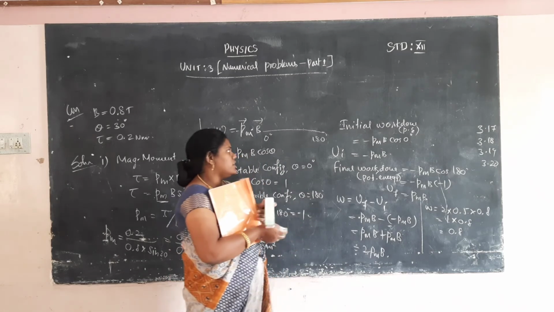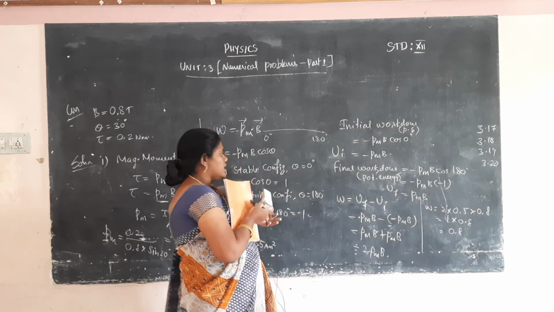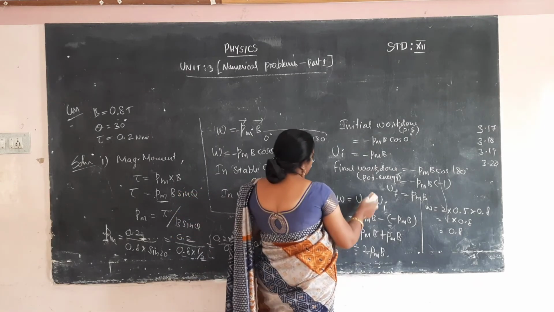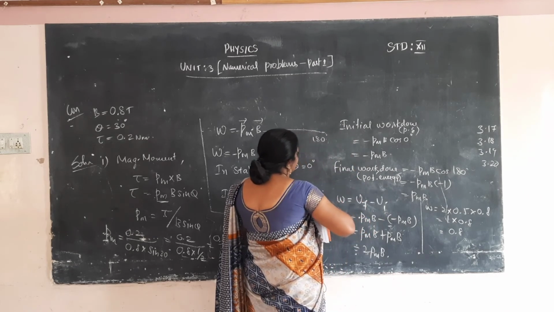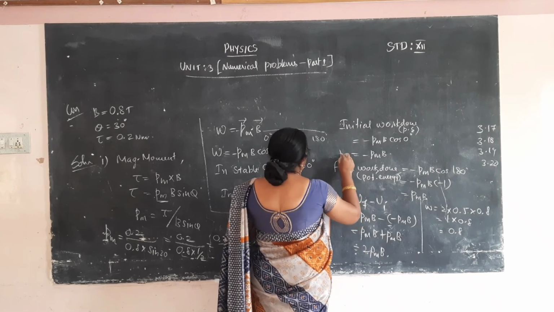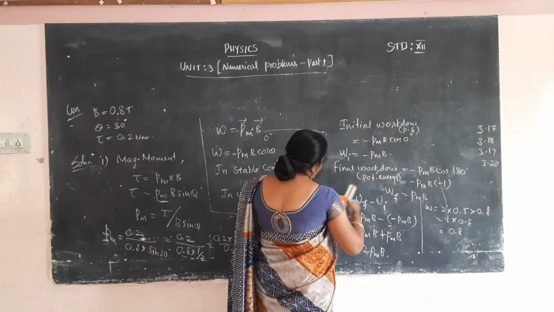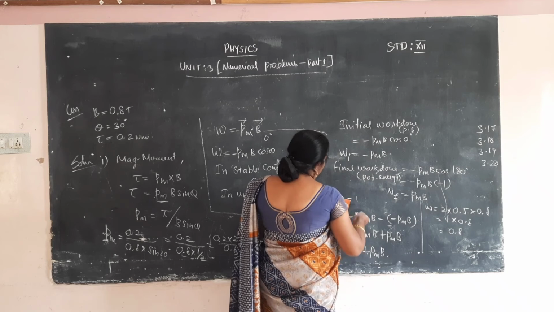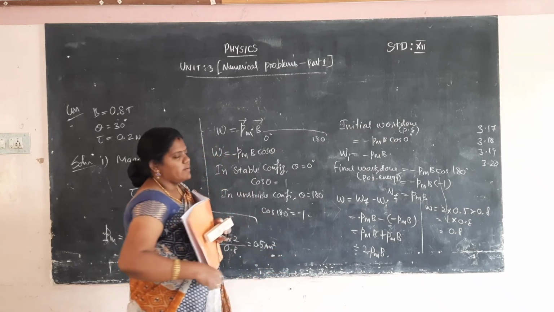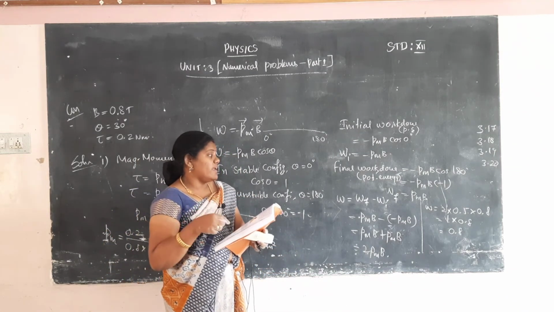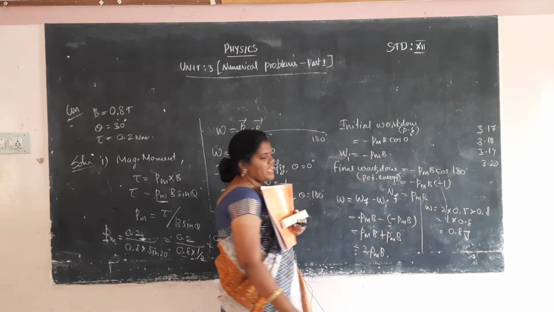You can mention it as potential energy, or you can mention it as work done, okay. So the work done is work done final minus work done initial. So if we calculate it easily, the work done is equal to 0.8, and the unit is joule. So 0.8 joule.